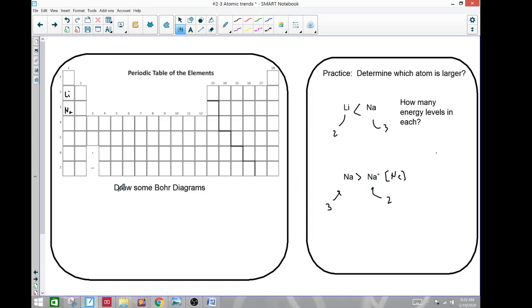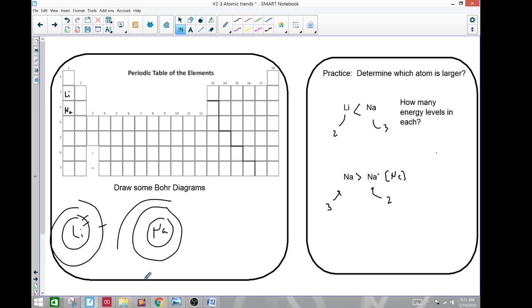Okay, you could draw some Bohr diagrams of these things. Let's say, for example, the lithium. Lithium would be, you can see this more visually, 2 energy levels. 1, 2, 3 electrons. Okay, sodium has 3 energy levels. 1, 2, 3, 4, 5, 6, 7, 8, 9, 10, 11 electrons.